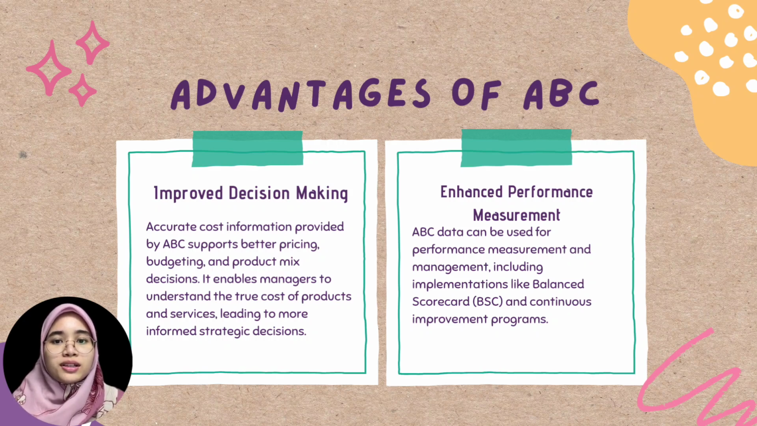It enables managers to understand the true cost of products and services, leading to more informed strategic decisions. And fourth is enhanced performance measurement. ABC data can be used for performance measurement and management, including implementation like balanced scorecard and continuous improvement programs.